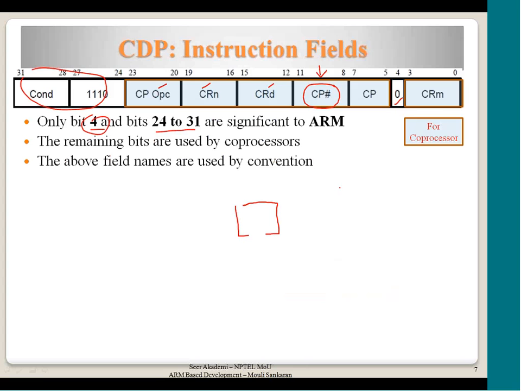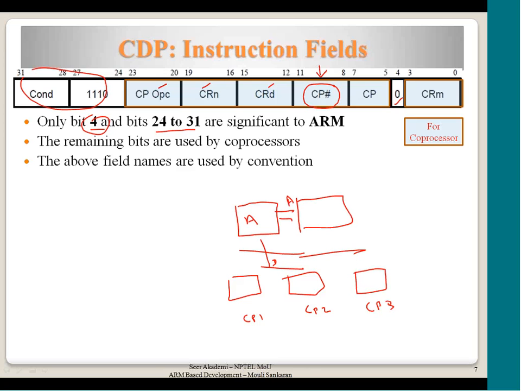Let us again go back to our ARM coprocessors, CP1, CP2, CP3. They are all sharing the data bus. This is memory, and this is the data bus. Sorry about these lines. So now all these data buses are connected to CP1, CP2, CP3. This is the ARM. Now, why do I say the location of the CPID has to be fixed? That is, bits 8 to 11, the 4 bits, need to have the CPID. Why?